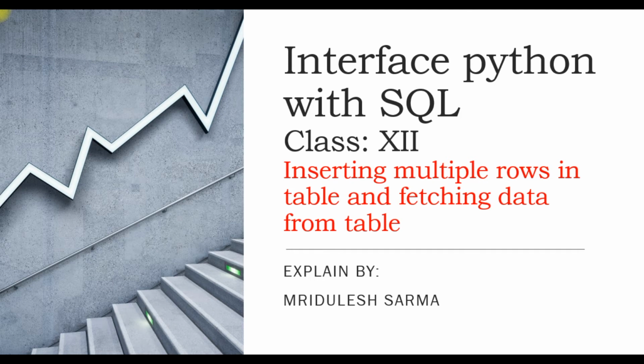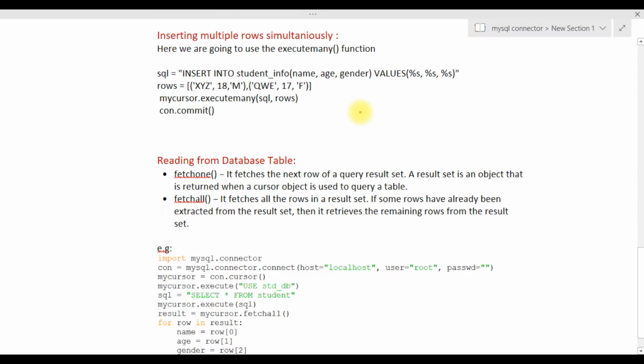In today's class, we will discuss inserting multiple rows in a table and fetching data from the table. So let us discuss how we can insert multiple rows simultaneously. For this, we have to use the function executemany.